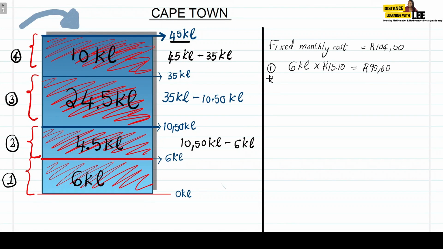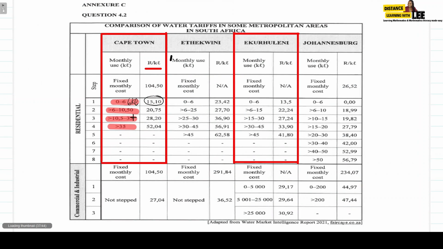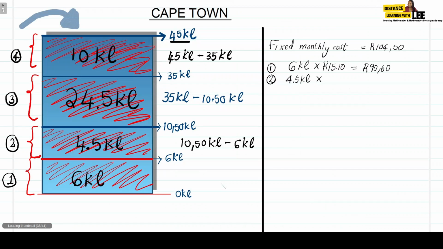cents. In the second interval, we calculated that he used 4.5 kiloliters of water. Then we go back to our NHC. If you're in the second interval, how much do you pay? 20 Rand and 75 cents per kiloliter that you use. So we're going to take that 4.5 kiloliters and multiply it by 20.75, and you will get 93 Rand 0.375 cents. Let's go to the third interval.